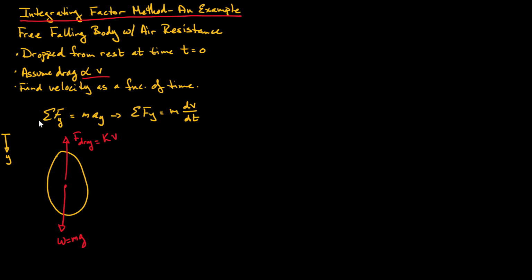This leads to our equation of motion, which states that, again, keeping in mind our coordinate system, we're going to have the weight, which is acting in the positive direction, so we have mg, and then we have the drag, which is acting in the negative direction, minus kv, and that will be equal to the mass times the acceleration.